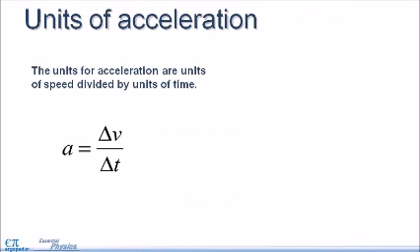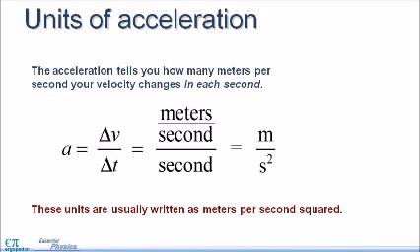Units of acceleration. The units for acceleration are units of speed divided by units of time. The acceleration tells you how many meters per second your velocity changes in each second. So acceleration equals change in velocity divided by change in time, equals meters per second divided by second, equals meters divided by second squared. These units are usually written as meters per second squared.